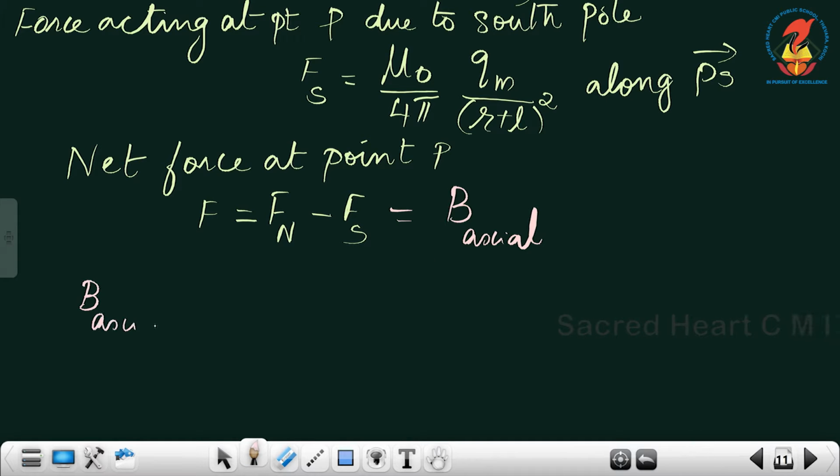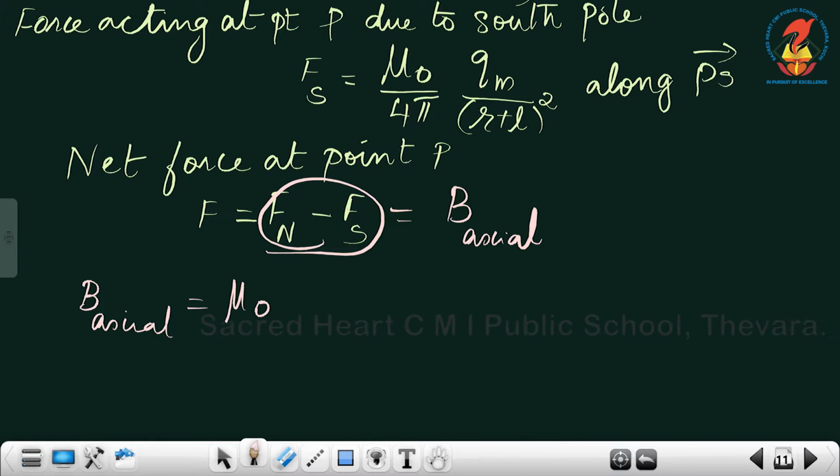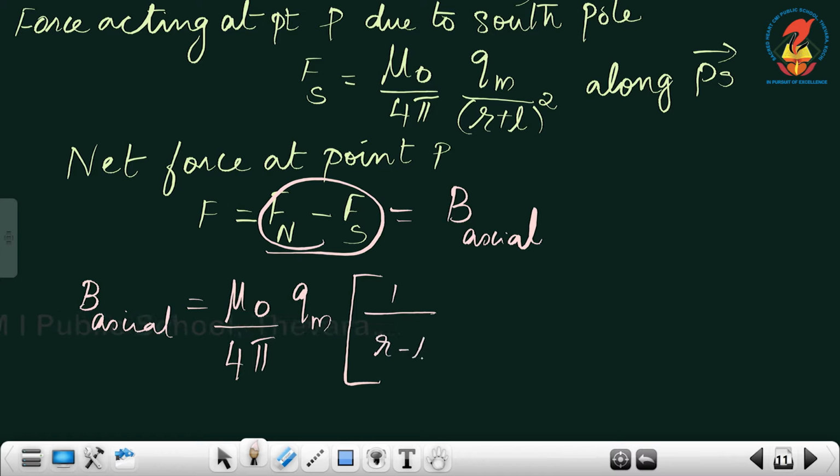Therefore, B axial is equal to what? Fn minus Fs. I am going to substitute the value of Fn and Fs. We will get mu 0 by 4 pi, which is common to both Fn and Fs. I am taking it outside. Qm is also common, so that is outside the bracket. Remaining we get 1 by (r minus L) the whole square minus 1 by (r plus L) the whole square.